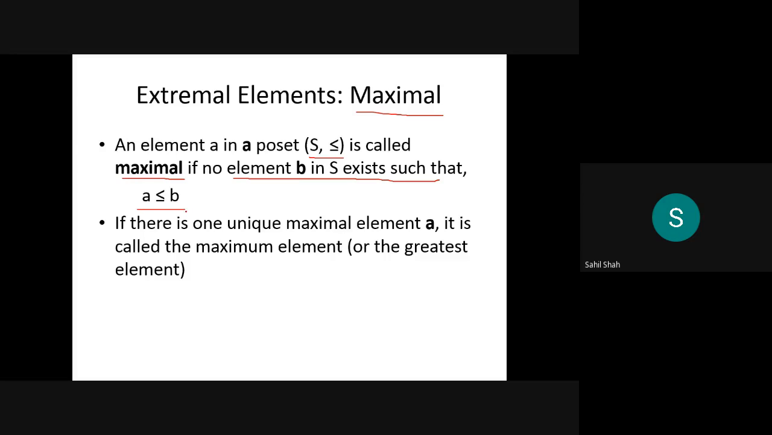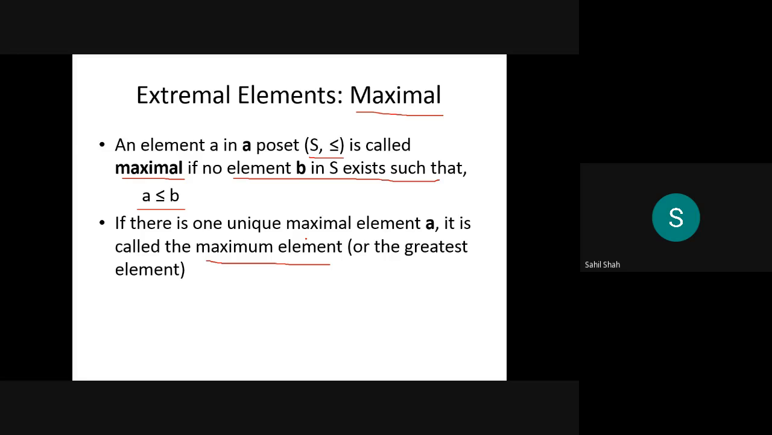In short, a maximal element is the element which resides at the topmost level in the given hasse diagram. If you have more than one element lying at the topmost level, you will say that all those are the maximal elements of the given hasse diagram. I hope I am clear. If there is one unique maximal element, it is called the maximum element or the greatest element. Otherwise, if you have multiple maximal elements, those will be represented in a set. We are going to see an example so that things will be clear.